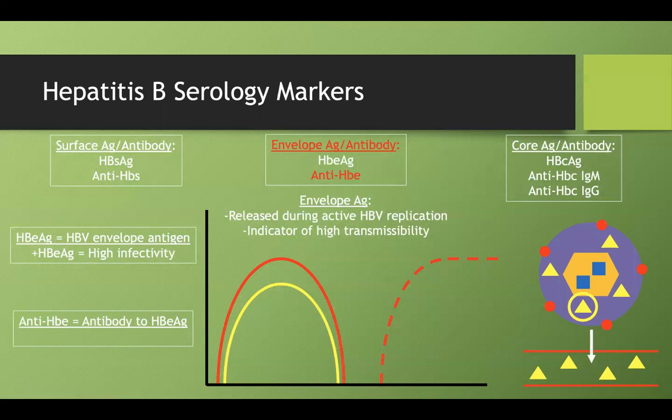And similar to the surface antibody, we have an envelope antibody that starts to form. If you have a positive envelope antibody like this, that should give you an idea that you have low infectivity. If you have an antibody against this antigen, these antigen levels will fall, and you should have low infectivity with a positive antibody.